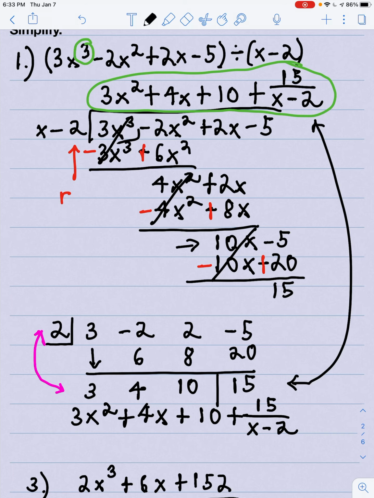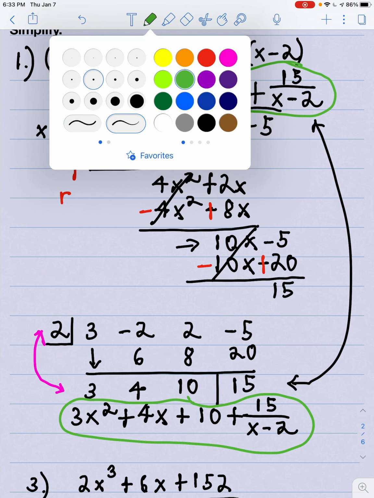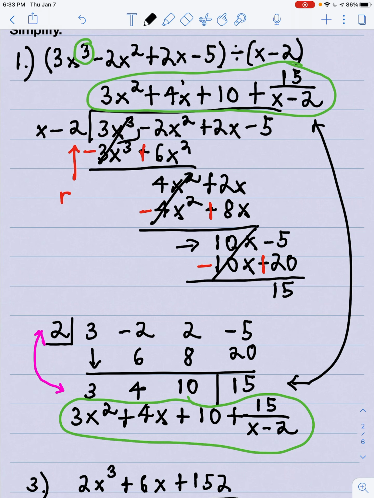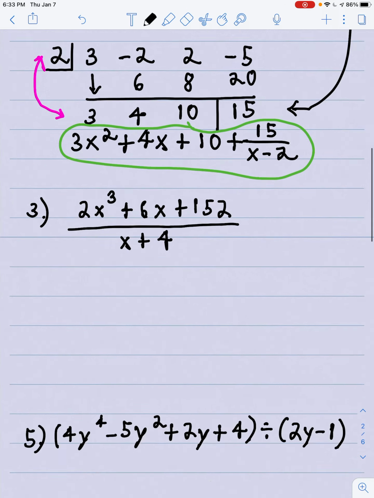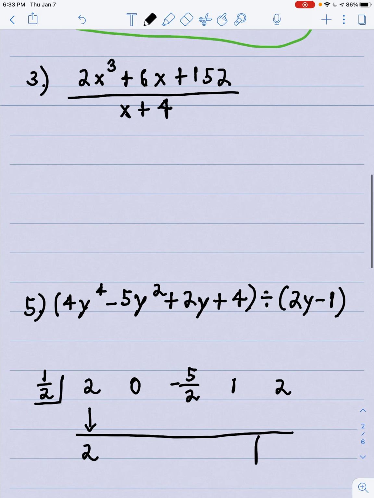So now we actually have the exact same answer that we got when we did long division. And that's the beauty of it. We can divide both long division and synthetic, but for obvious reasons, synthetic is a little cleaner, but it is limited to being able to be used only when you're dividing by something of the form x minus r. So let's try a second problem.